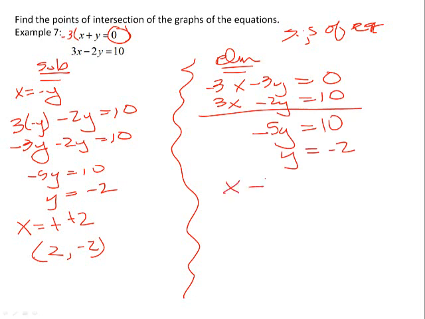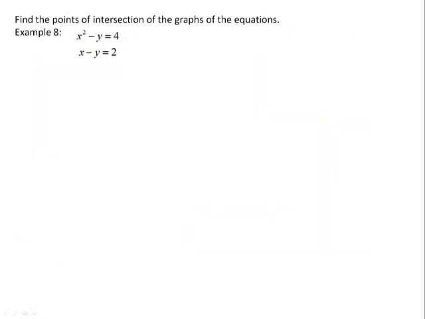So I'm going to go ahead and take this equation and I'm going to solve it for y. So I'm going to move the x over. So I've got negative y equals negative x plus 2. And divide by the negative 1. So I've got y equals x minus 2. I now take this and I'm going to plug it in for the y in that equation. So I've got x squared minus, parentheses are very important here, x minus 2 for the y equals 4.